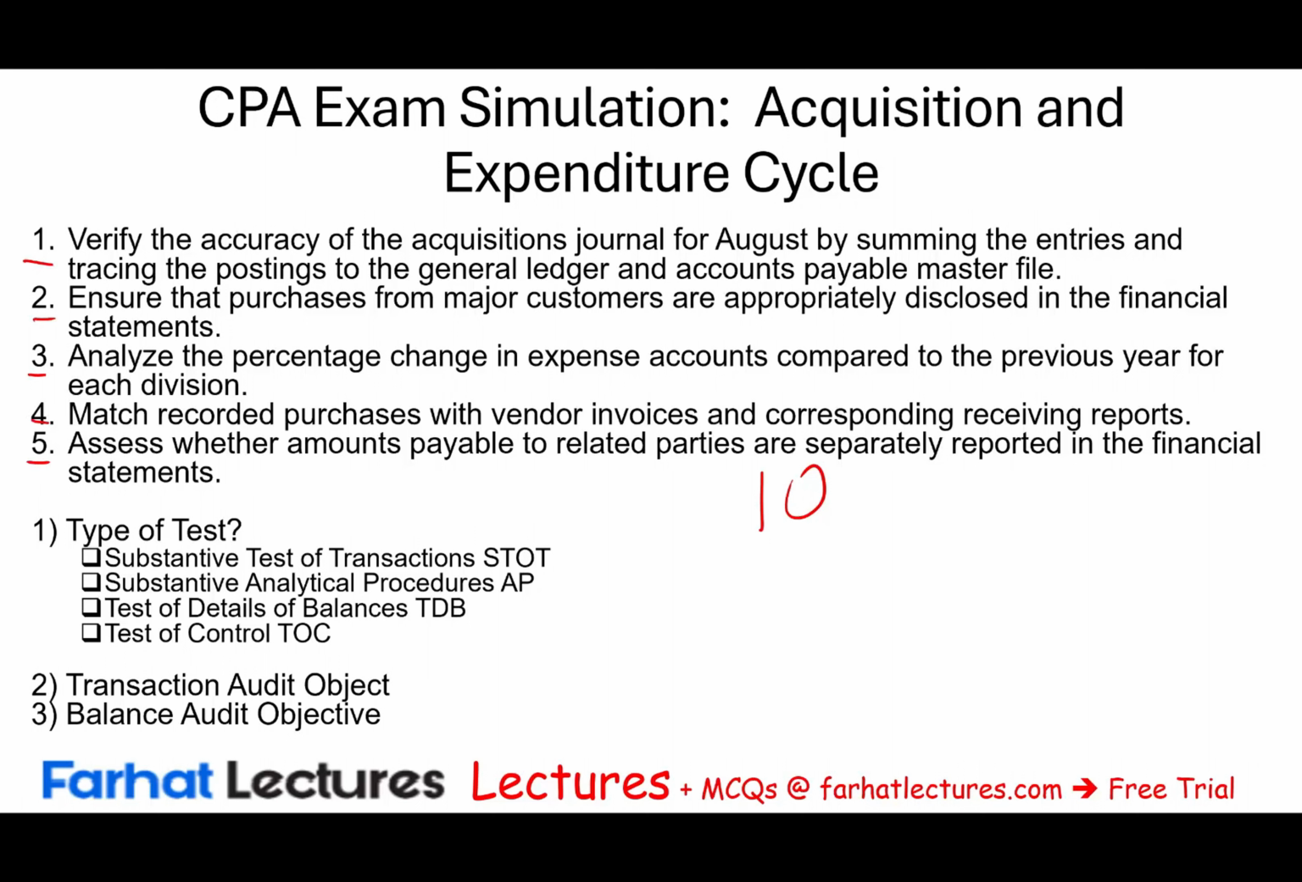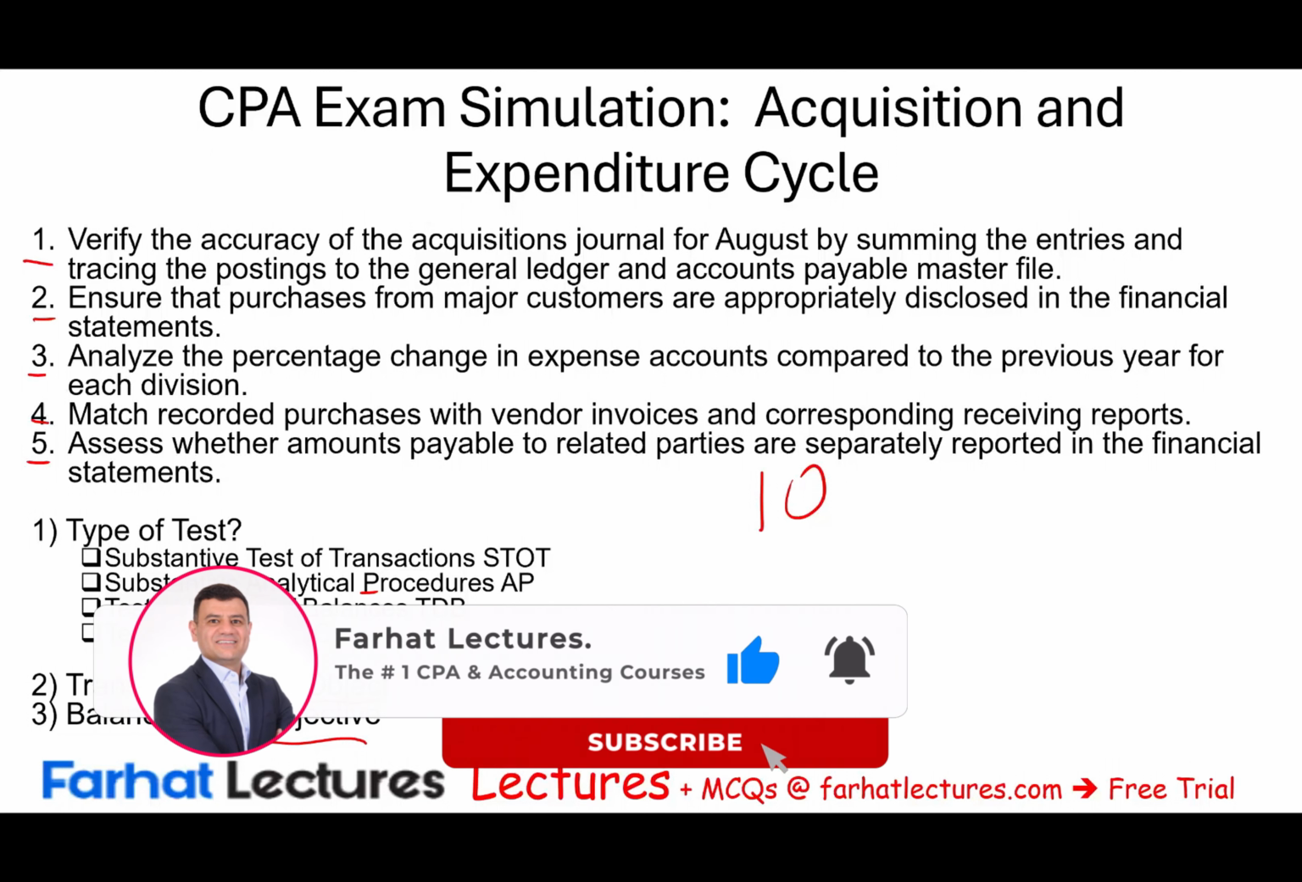The first thing is, what type of test is this? Is this a substantive test of transaction? Is this a substantive analytical procedure? Is this a test of detailed balances? Or is this a test of control, TOC? So this is the abbreviation. Then after that, if it's a substantive test of transaction, which audit objective are we meeting through this test? If it's a test of detailed balance, what is the audit objective? If it's a test of analytical procedures, see if we can find a balance audit objective as well. So this is what we are asked.